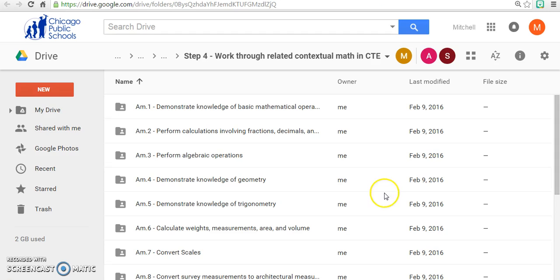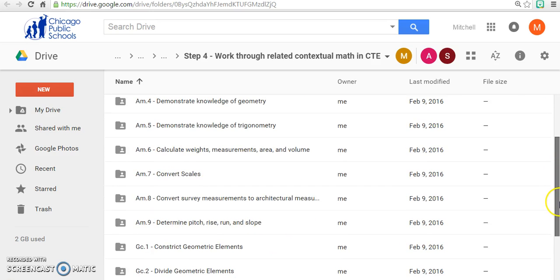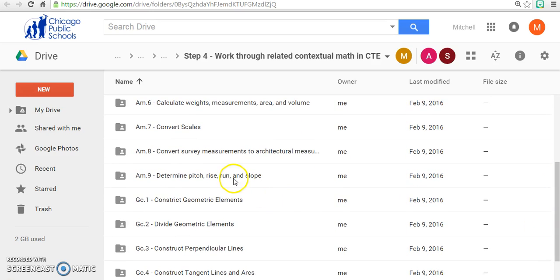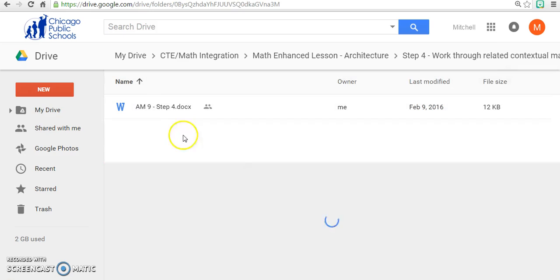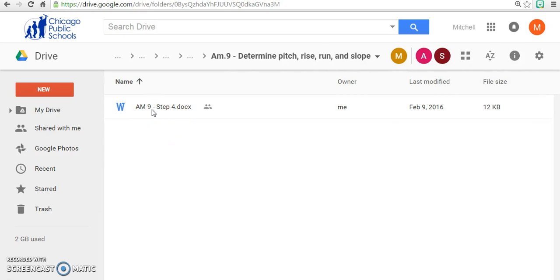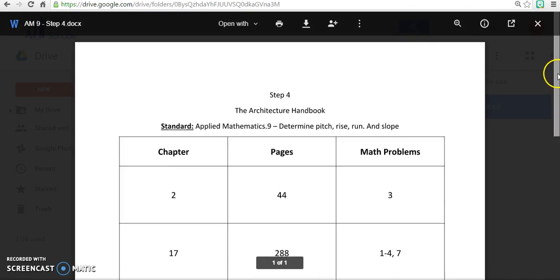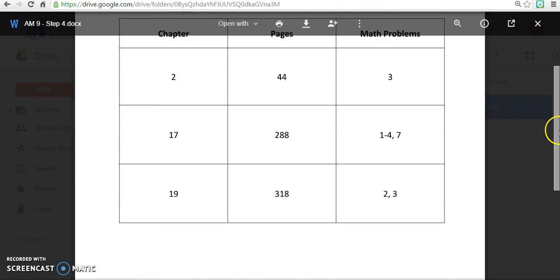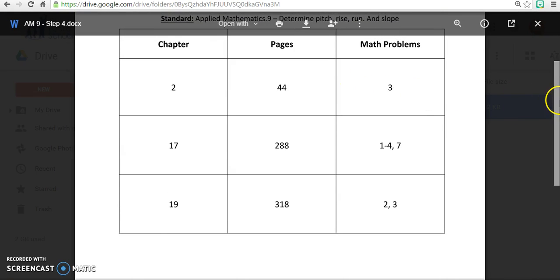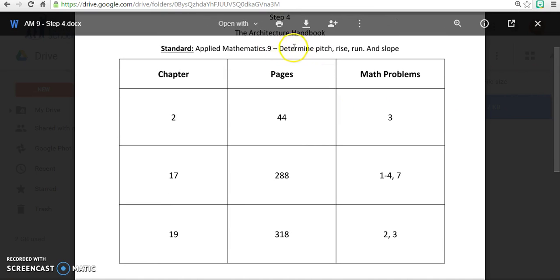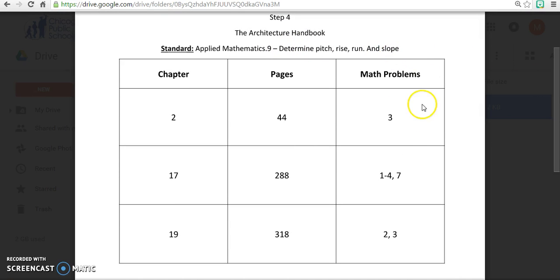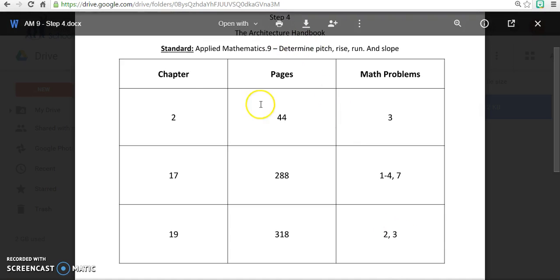So remember, in the example from the sample lesson plan, we're talking about slope. So that's standard AM.9, Applied Mathematics 9, determine pitch, rise, run, and slope. So in that folder there is a single document, Step 4 for that standard. Open that up and you will see this Word document. What this means is, for Applied Mathematics 9, for the standard of talking about slope, there are these different math problems in the Architecture Handbook that the students could use to satisfy Step 4.